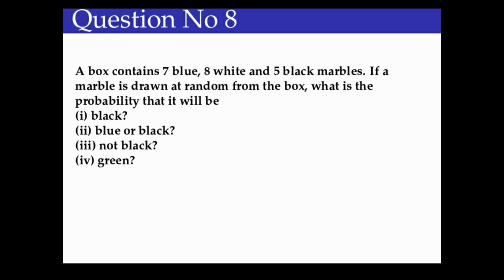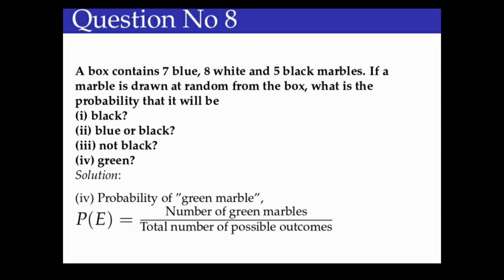Now the last part of this problem is part 4, which says what is the probability that it will be a green marble. Now we know that there is no green marble in the bag, so the number of green marbles is just 0. So for this event E, which is green marble, the number of favorable outcomes is just 0, and the final answer is 0 by 20, so it is 0. So here you note that the event green marble is an impossible event because it can never happen, isn't it?